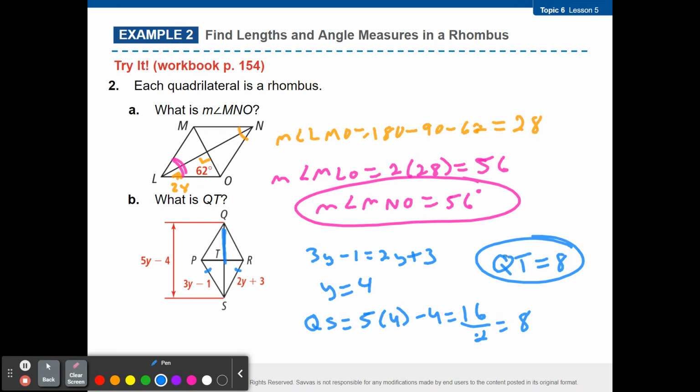Questions on that? Izzy, are you okay? Any questions? Okay. I want you guys to turn to page 156. I want you to work on 3, 4, 5, 6, and 12.